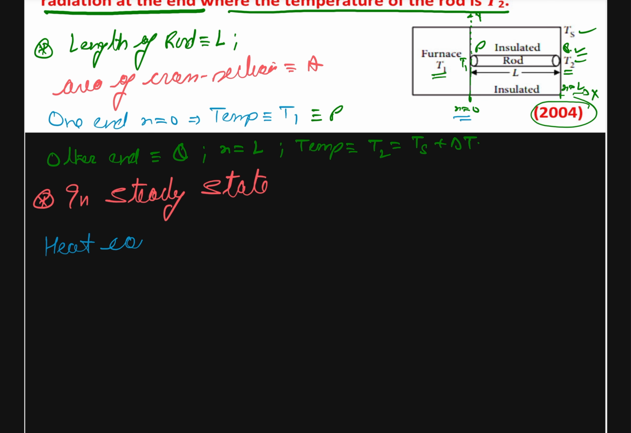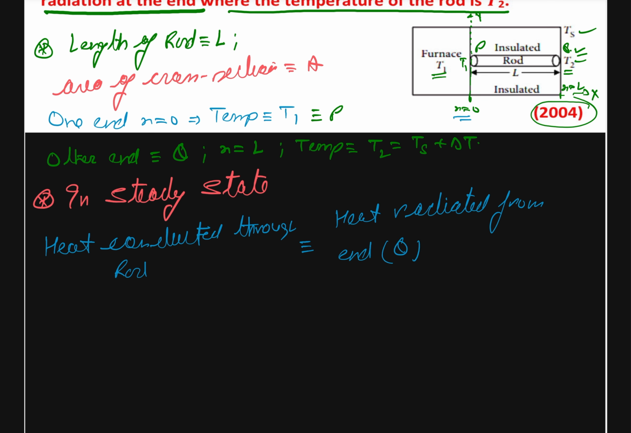heat conducted through the rod is equal to heat radiated from the end, that is our Q, at temperature T2.